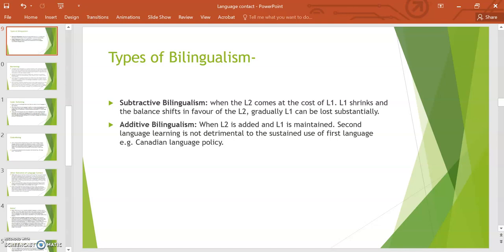I would like you to know about and read about Canadian language policy in this context. And for subtractive bilingualism, I have been giving you examples of tribal language speakers. So we'll discuss this in the class. That will be better. We'll discuss both subtractive bilingualism as well as additive bilingualism in the class.